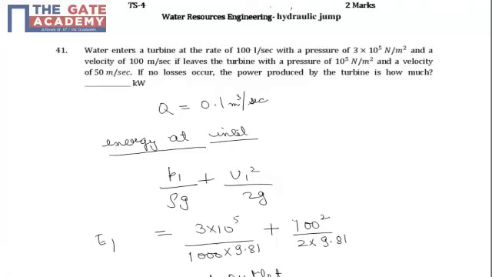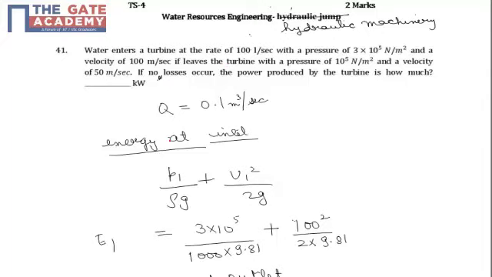Dear students, the following question is from the topic of hydraulic machinery, where it is asked that if some data pertaining to pressure and velocity characteristics of a turbine is given, and no external losses are occurring and the entire head is getting converted to power, what will be the power produced by the turbine?